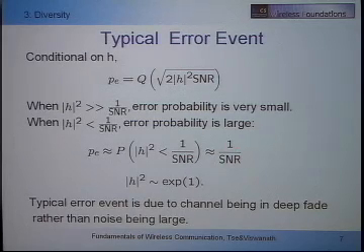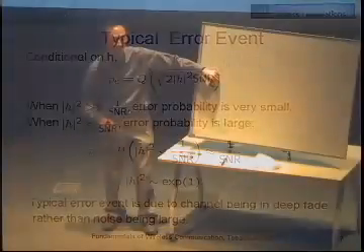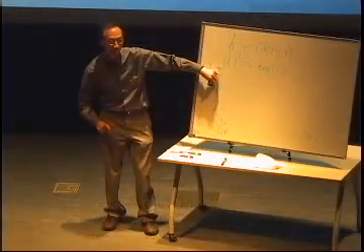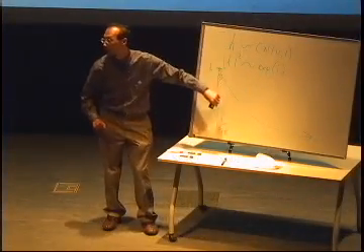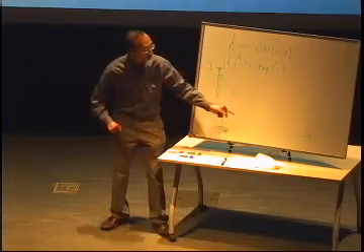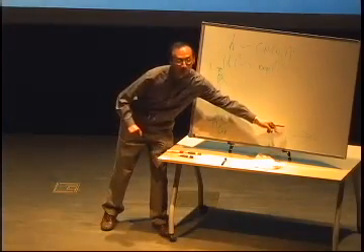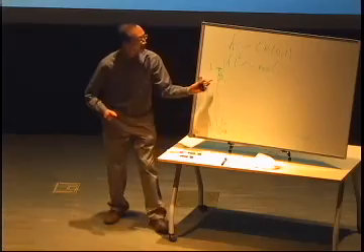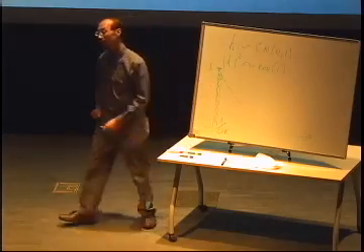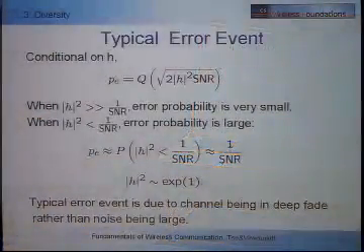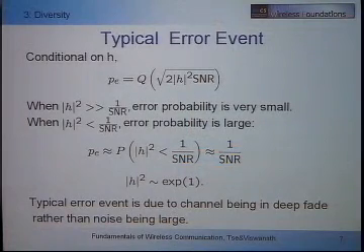So the problem is that if you look at this distribution, the probability you're in a deep fade is very high. It's of the order of 1 over SNR. Unfortunately, this is very small, but we're not worried about that. We're worried about the channel being small. Okay? All right. So the typical error is good.